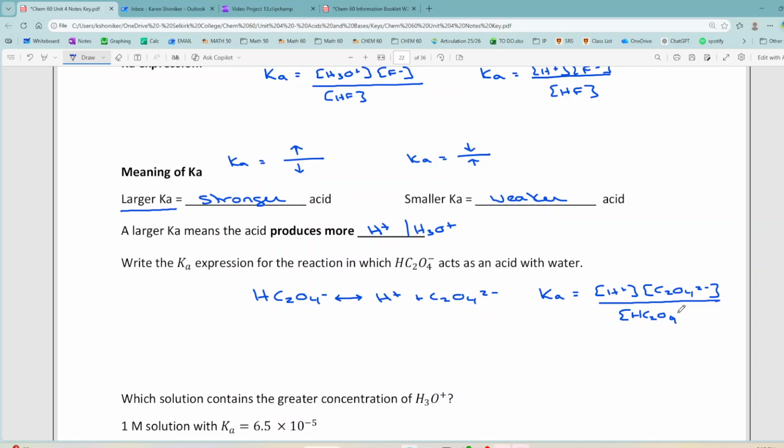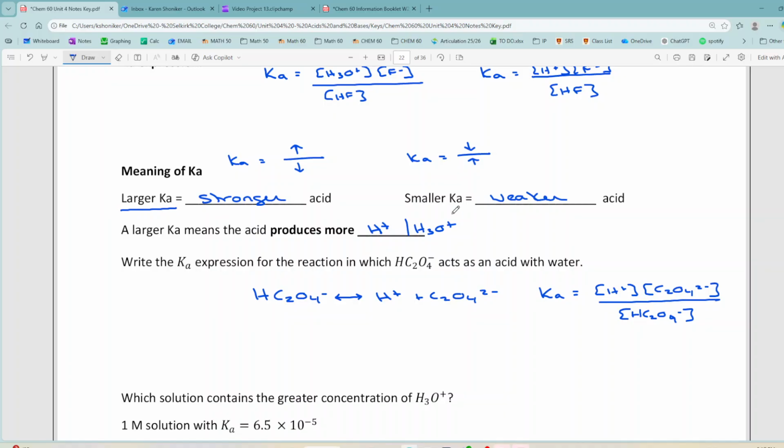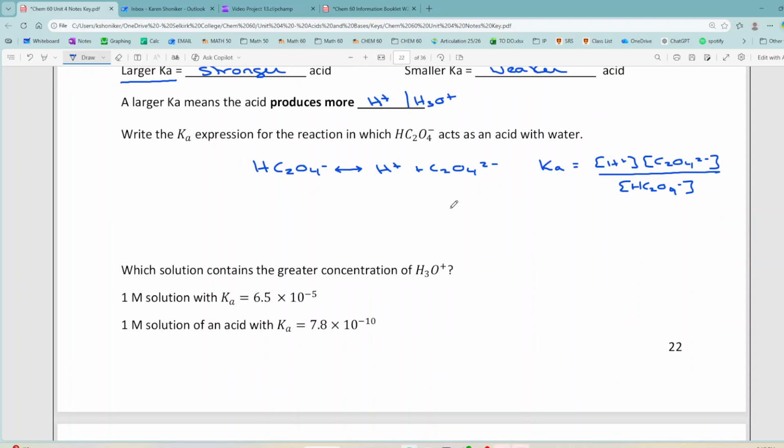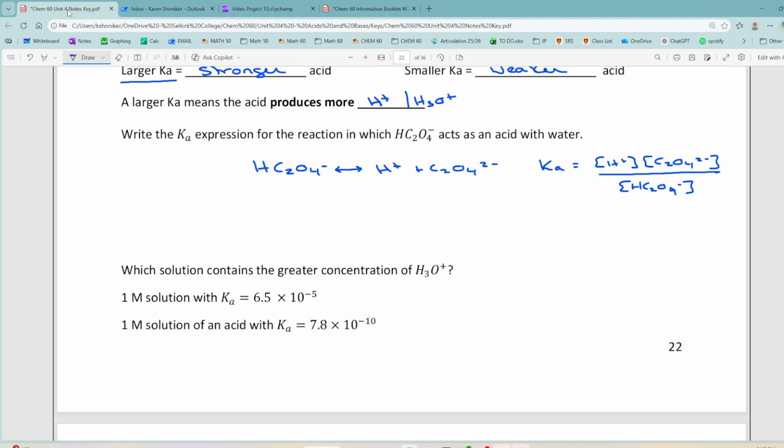Oh, I gave up. That's a 4. Ion. So that is my value of Ka, or that is my Ka expression. Okay. So now we are eventually going to start using the Kas that are listed on the side of this table, but for now we're just talking theoretically.